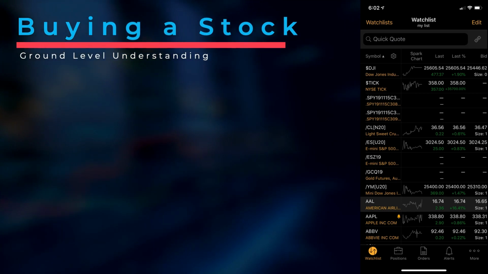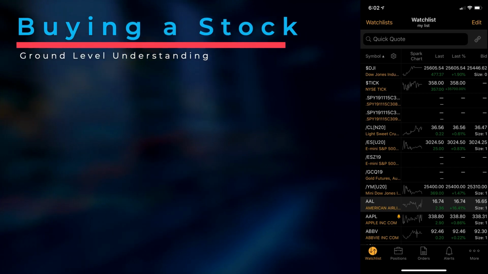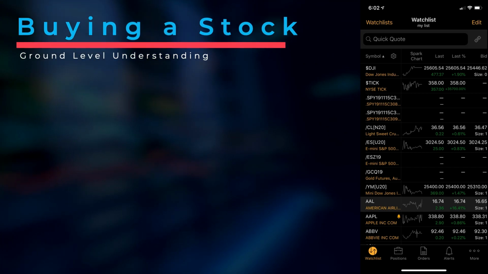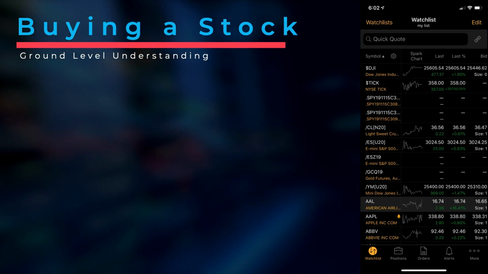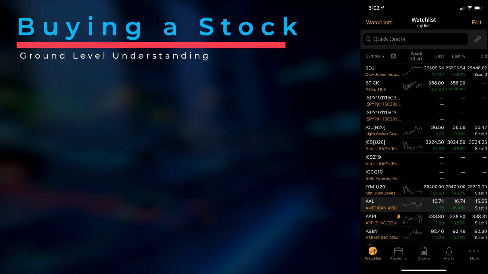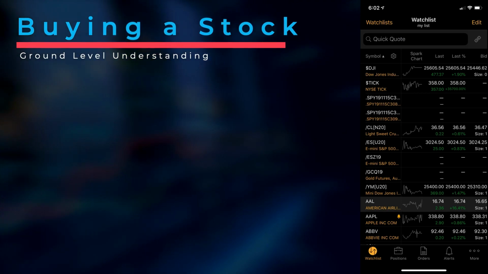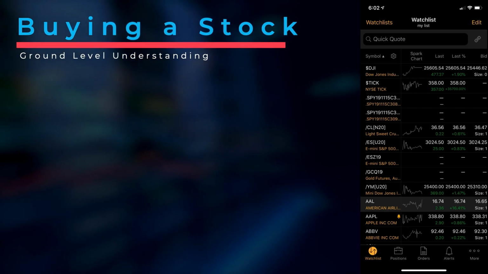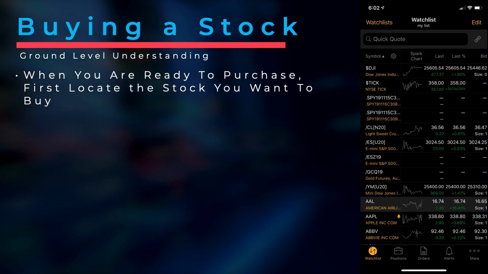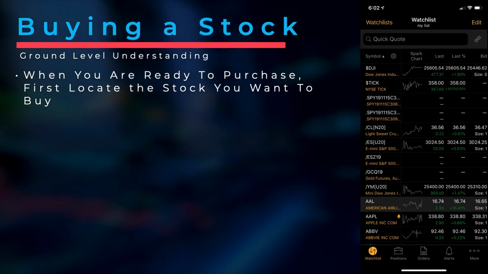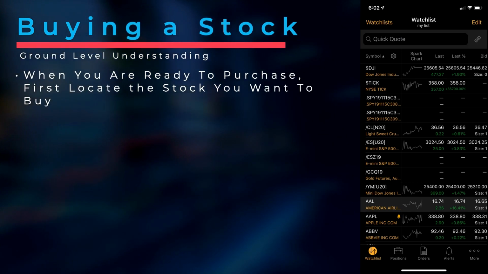So it's out there. This software is a little bit more for once you get a little bit more advanced, but all software that you're going to find, Acorn, whoever else is out there, you're going to have pretty much a similar interface, or at least similar terminology to look for. So I wanted to keep this terminology the same because it's going to be the same on just about every platform. All right, so when you're ready to make your first purchase, you want to locate the stock that you want to buy. For this example, we'll be using American Airlines.